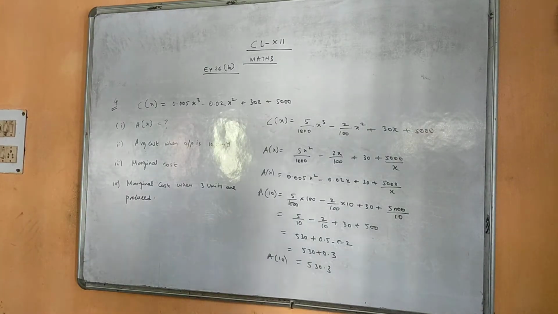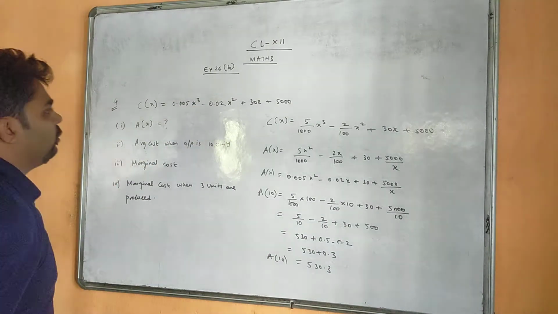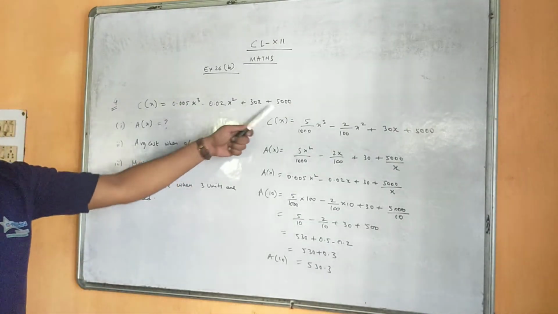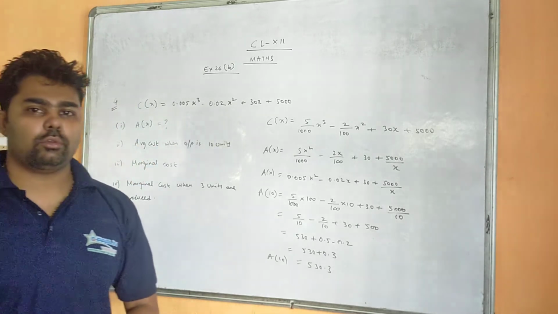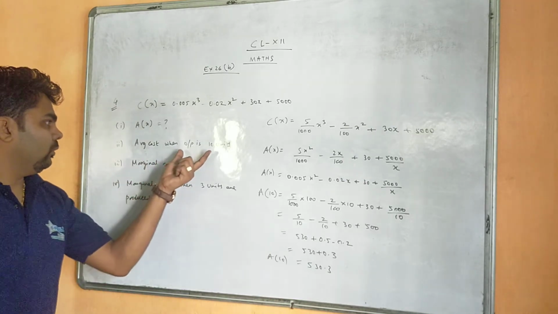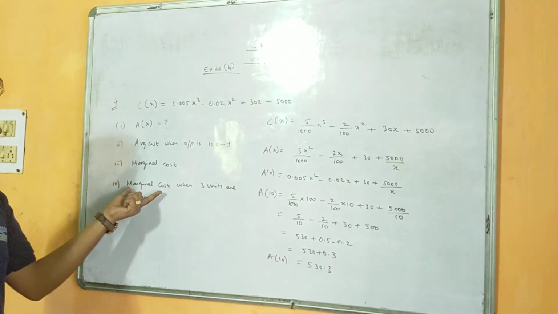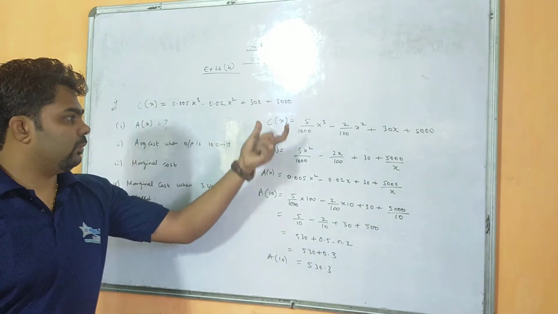Next question we have here: the cost function is 0.005x cube minus 0.02x square plus 30x plus 5000, right? We have to find the average cost, and also the average cost when 10 units are produced. Also we have to find the marginal cost when 3 units are produced, and the cost function is already given in the question.